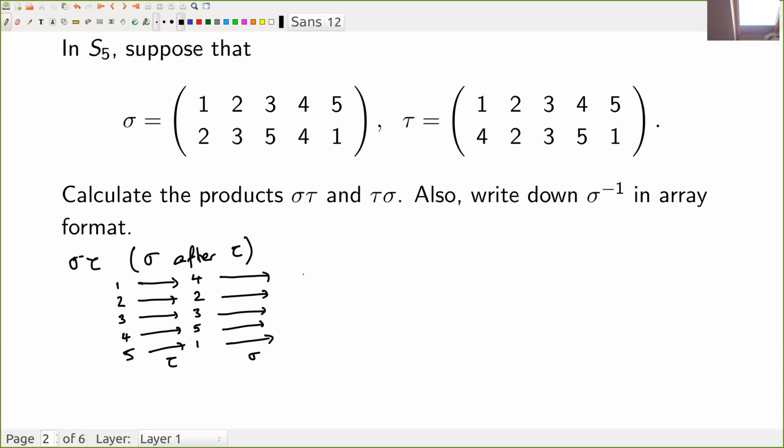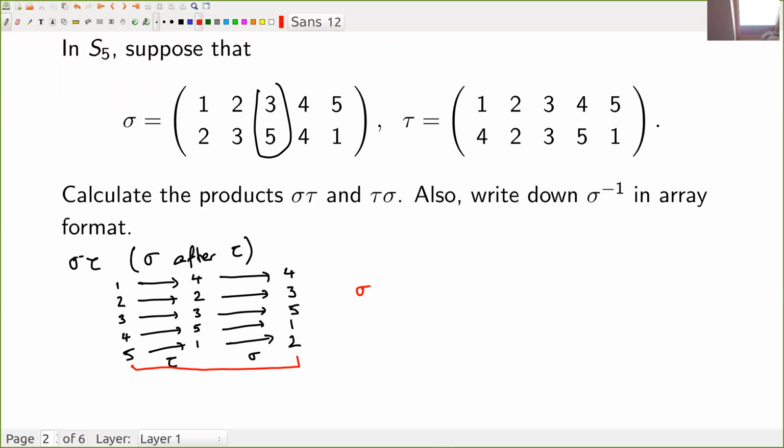And the result of that, well, we have to just read off from the array for sigma what sigma does to each element. Sigma takes 4 to 4. It takes 2 to 3. It takes 3 to 5. That's here, 3 to 5. Next, we've got 5. 5 goes to 1. And we've got 1 finally going to 2. So we can observe that overall, applying tau and then sigma takes the 5 in their original order to the order 4, 3, 5, 1, 2.